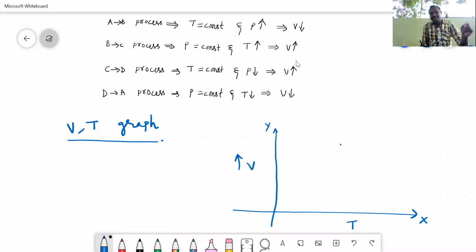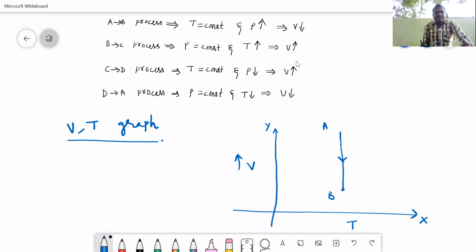What happened? Temperature constant. Temperature constant means vertical line. Draw one vertical line. Now what happened to the pressure? Pressure is increasing, volume is decreasing. Volume decreases means arrow mark downside. Here you take A, here you take B. AB over.